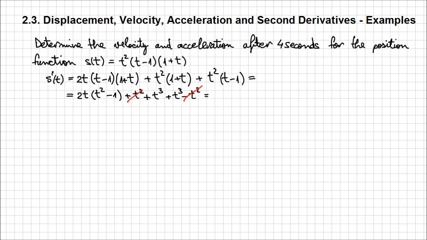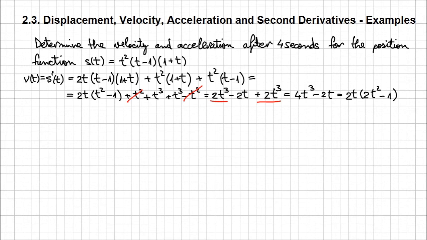And I'm going to expand that parenthesis in the next step to t to the power 3 minus 2t plus 2t to the power 3. And I'm going to add these like terms again to end up with 4t to the power 3 minus 2t. Or let's factor: 2t times 2t squared minus 1. And what we determined here is the first derivative of the position function, or the velocity. So we have already determined the first thing.